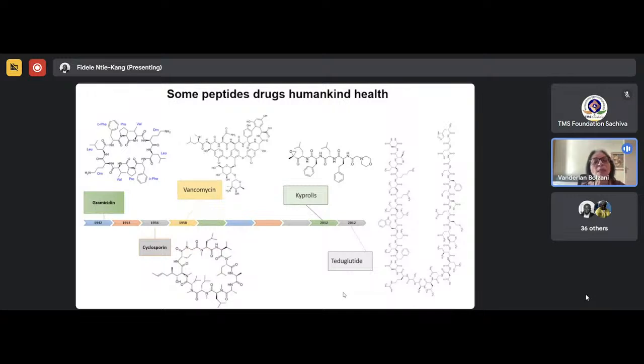Some idea about some peptides that you know. What is important now is drugs. Vancomycin is very well known. It's very common to find this kind of peptide in microorganisms and in some sea organisms, but from plants it's not usual. You can see there isn't much work.